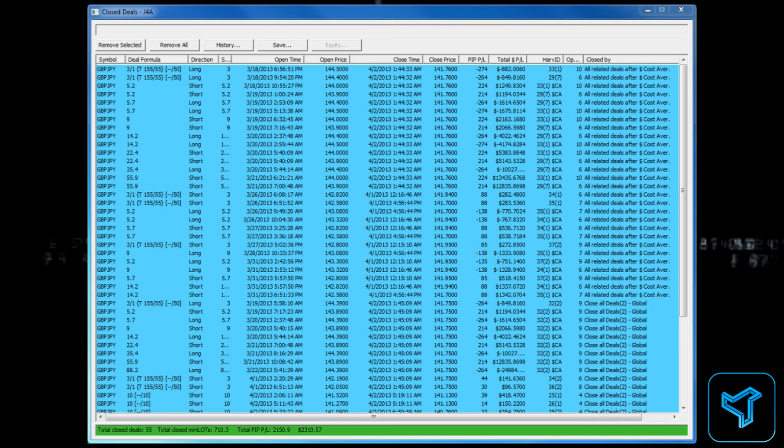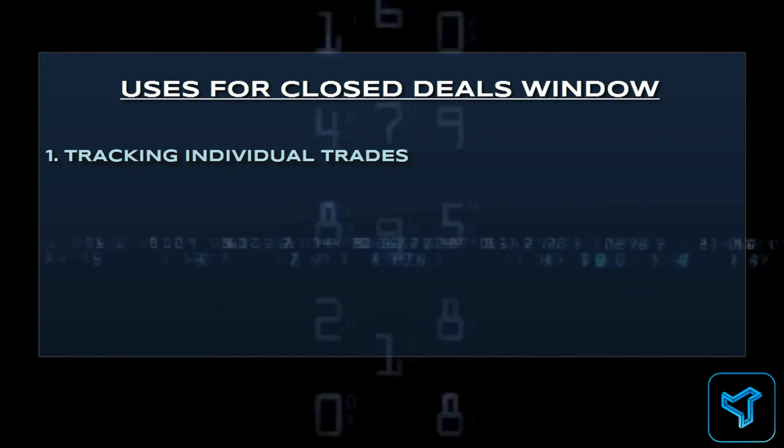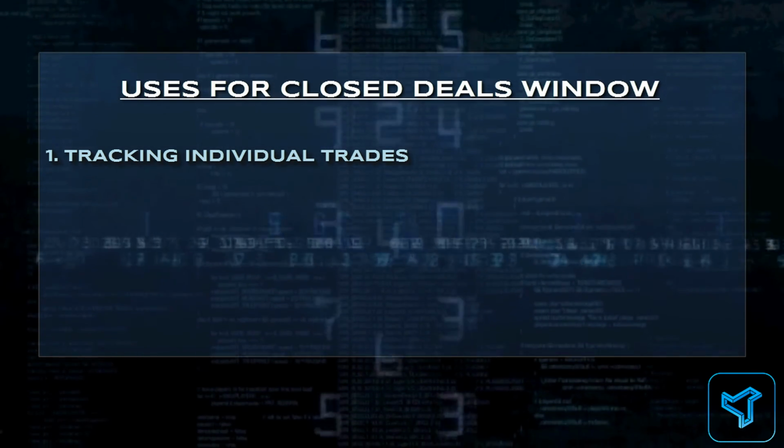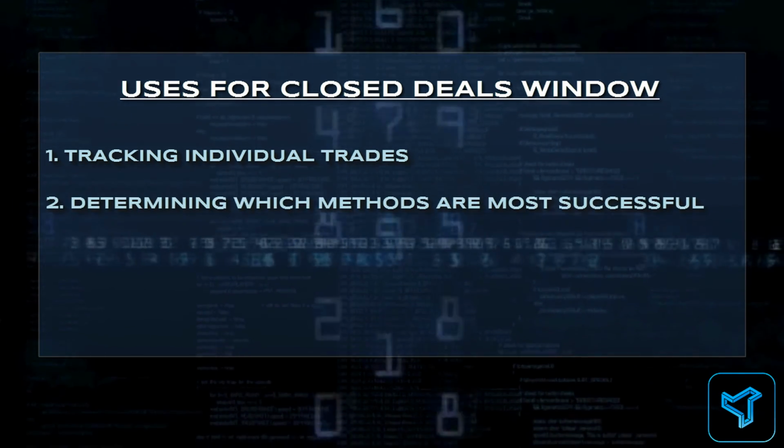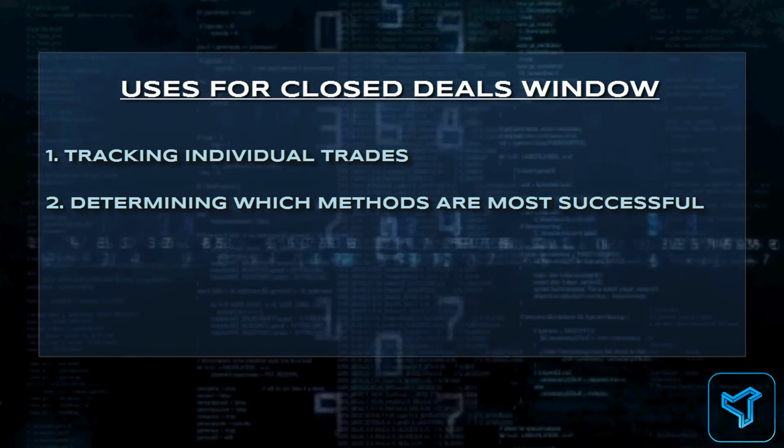Now we can further analyze these trades by organizing them within each column. Selecting Symbol organizes by symbol, selecting Deal Formula organizes by the deal formula, and so on. Most of these are pretty straightforward, but some, like the Harvester ID number here, will require some more explanation, and we'll get into that later. You'll find that the Closed Deals window is not only very useful in tracking our trades, but it's also extremely helpful in determining things like whether or not a specific deal formula produces greater returns than another.